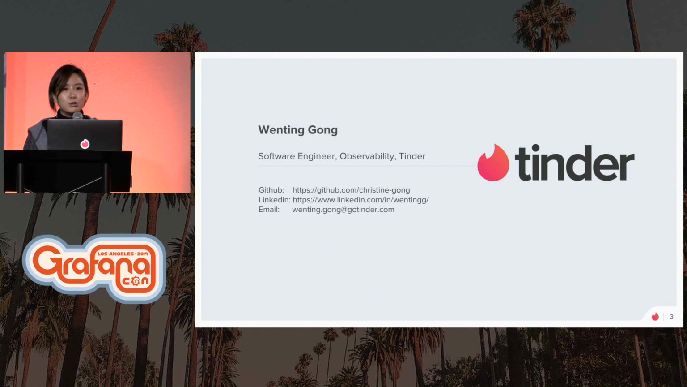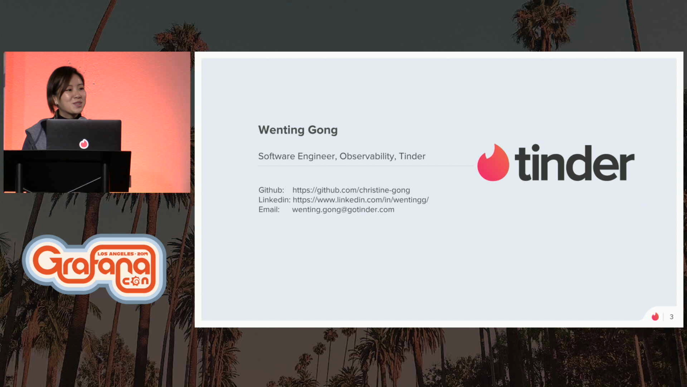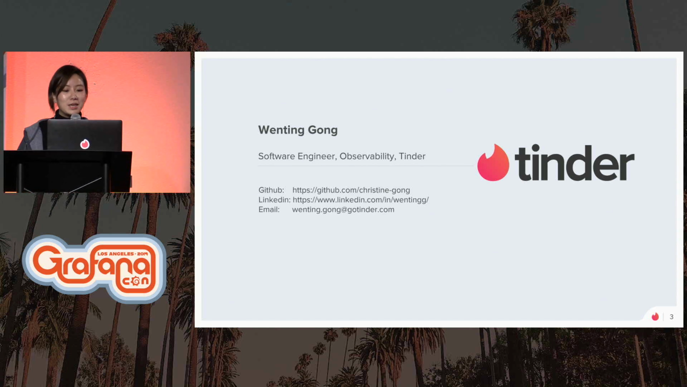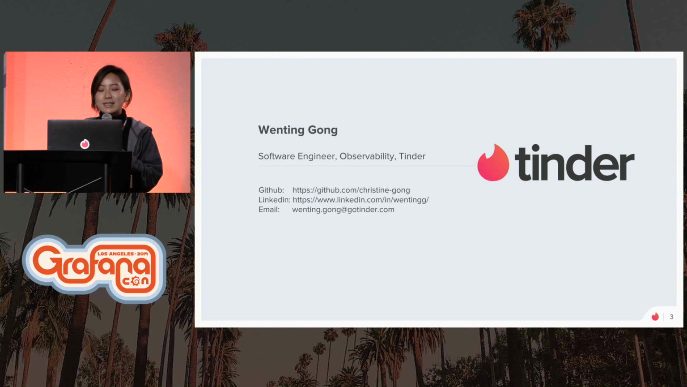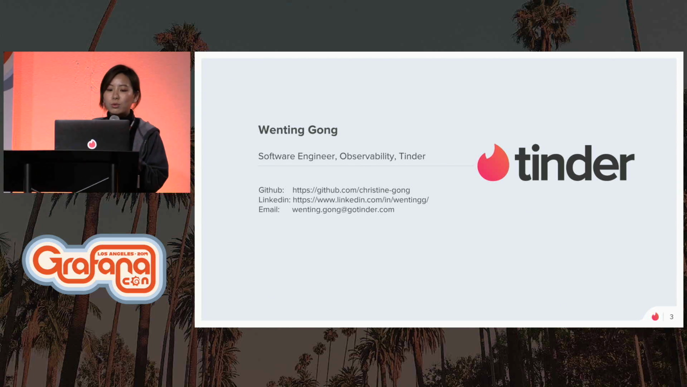For the people who are not aware of what Tinder is, we are the world's most popular dating site for people to meet new people. With more than 26 million matches per day, we use Grafana as our central monitoring platform for our online and offline workflows.